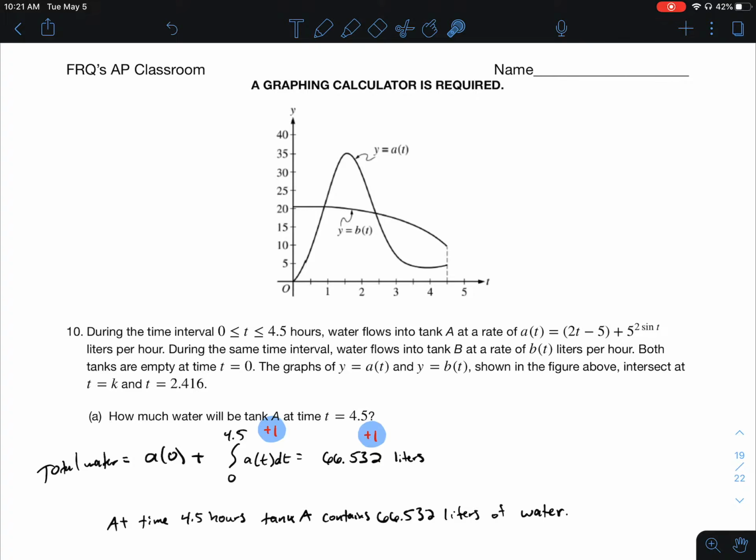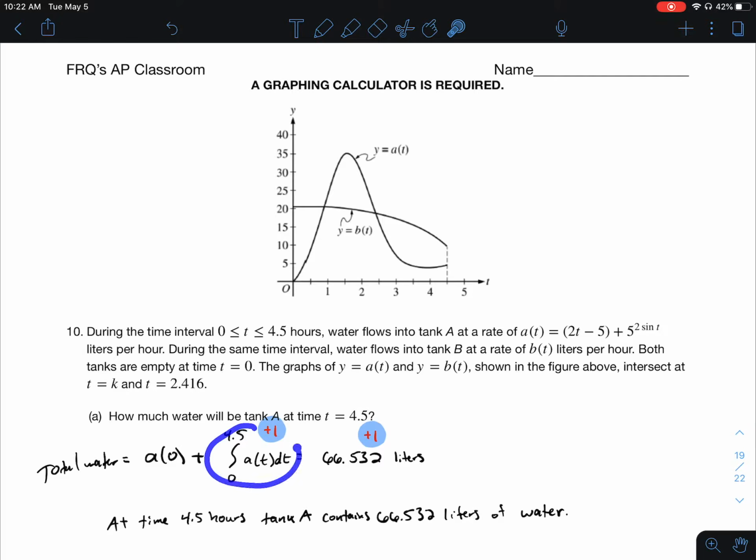Well, to find out how much water is in the tank, you have to know how much water you start with, the initial value, and then how much water is added. Now we're told that the tanks are empty at time 0. So this is not entirely necessary. I just think it's good practice because this is the initial value plus how much you're adding. This initial value is 0.